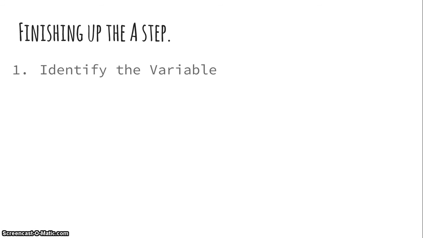Once we have identified the question chunk of the word problem, there are a few more things we should do to wrap up the ask part of address. First, we want to identify what variable we are going to use. I like X just because we always use X. So let's just say that X will be the number of French gold medals.